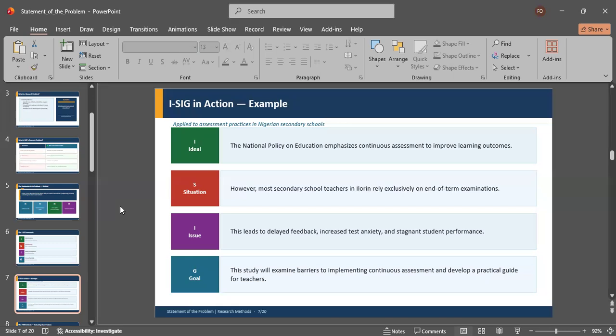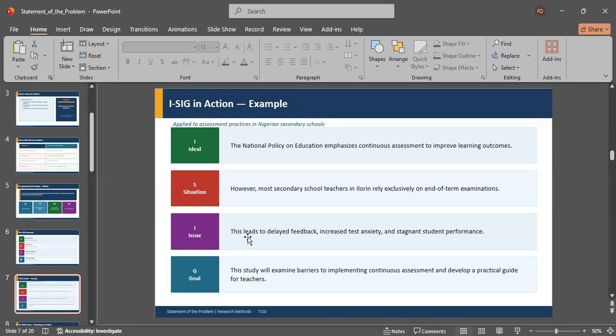And you will not have enough time. You will not be able to make adjustments because the time has ended already. So next time we are teaching another set of topics again. That's the problem, right? Now, the issue says this leads to delayed feedback, increased test anxiety, and stagnant student performance. This is the issue. Because they are not doing what the policy says, this is what will keep happening.